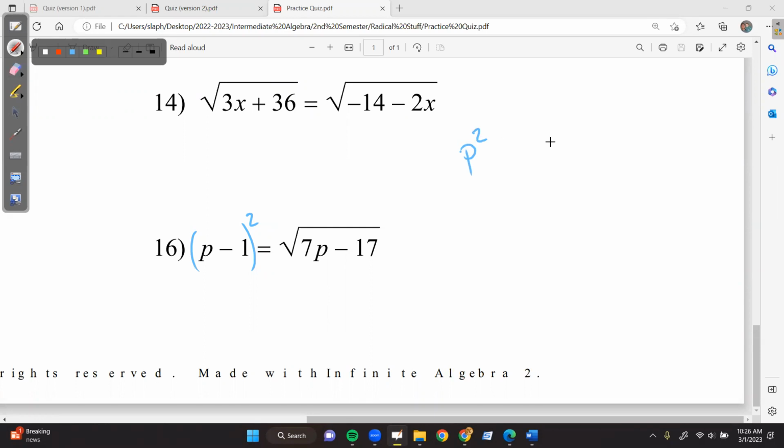Plus what? I'm sorry. You asking me? Don't keep saying square root. It's not the square root. It's 1 squared. That just means 1 times 1, which is 1. Okay, well, don't do that.